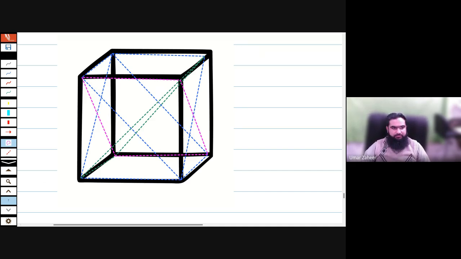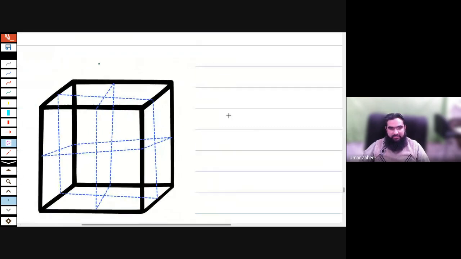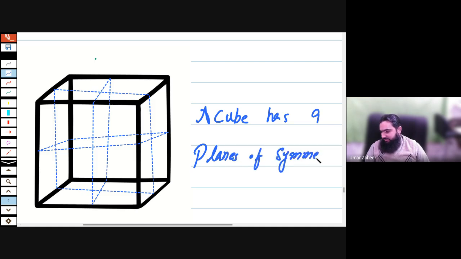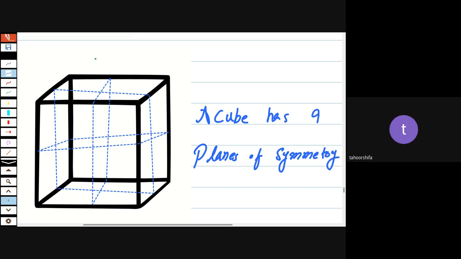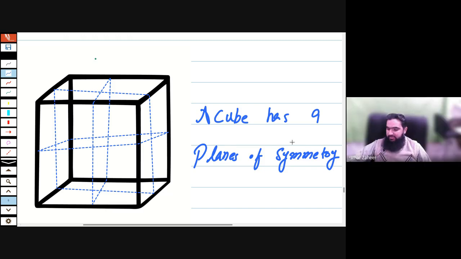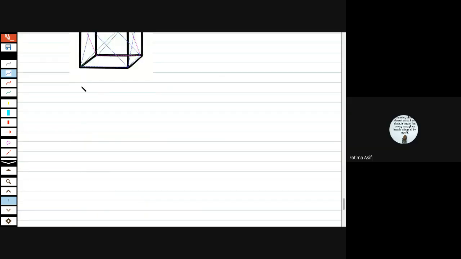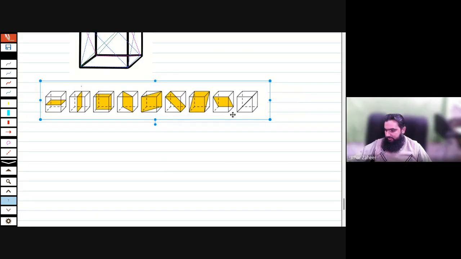So how many are there? Six: one, two, three, four, five, six. So the total number of planes of symmetry we have is this: a cube has 9 planes of symmetry. Is it clear? Yes, sir. Does anyone have a question? No, sir.